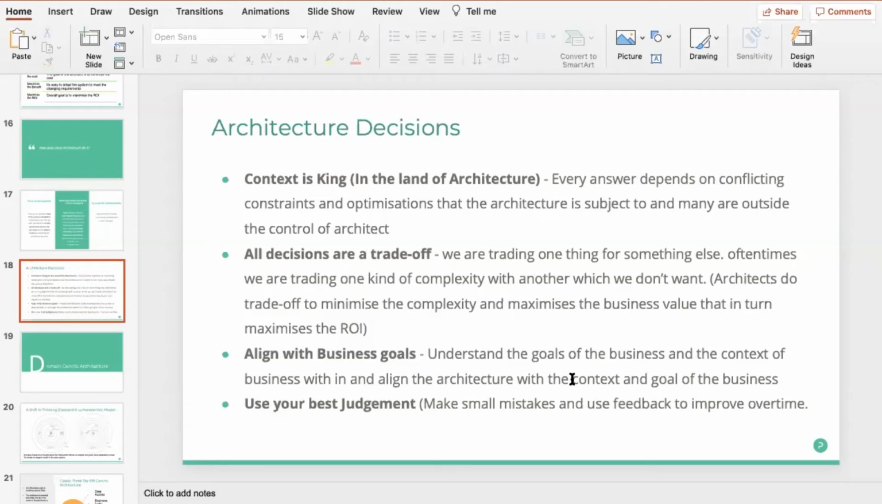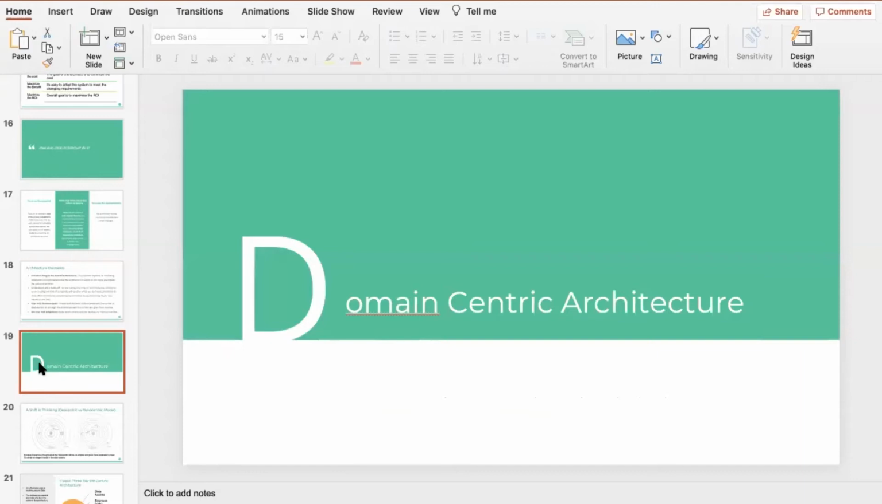And make sure, as an architect, all the decisions that you put in place always align with the business goals. I try to avoid interim solutions as much as possible. Make sure strategically your decisions are aligned with the long-term business goals. And always use your best judgment. Sometimes we tend to make mistakes. I do make mistakes at certain times. It might not be right at the time, but I realize it later. But I always use this feedback channel to improve all the time. So that's about the architecture decisions.